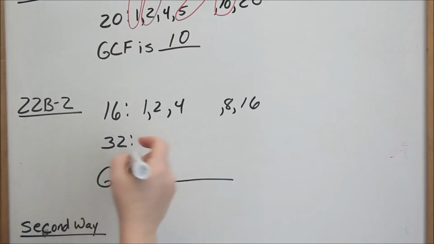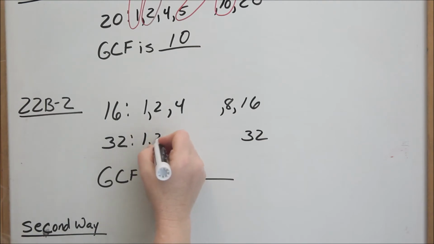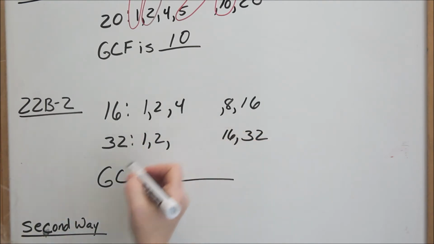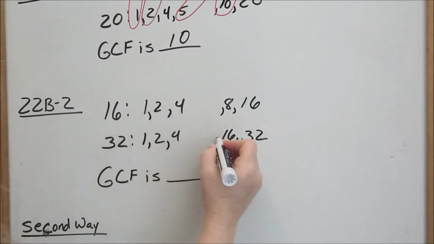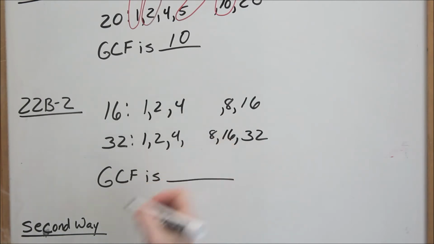Okay, let's do 32. 1 times 32. 2 times 16. 3 times nothing. 4 times 8. 5 times, no. 6, no. 7, no. Now we're at 8.